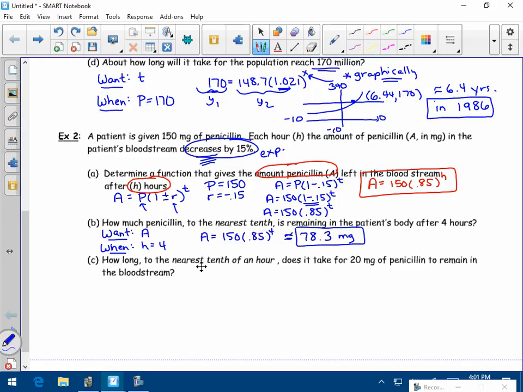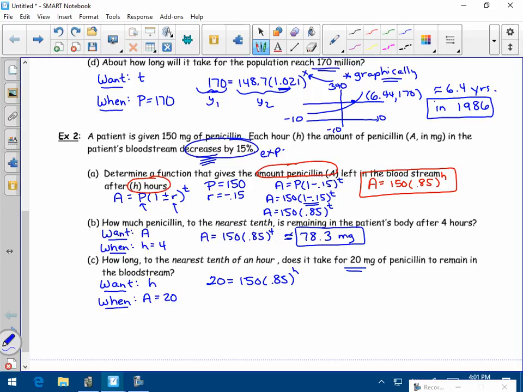Then it says, how long to the nearest tenth of an hour does it take for 20 milligrams to remain in the bloodstream? What do I want now? The question says, how long? So I want a time. I want the H value. When do I want it? I want it when there's 20 milligrams, so when the amount A is 20. Plug that in, I'm going to have 20 equals 150 times 0.85 to the H.